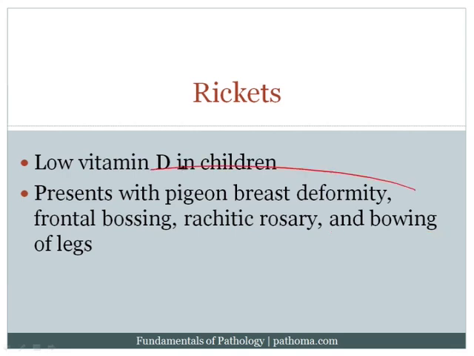Now, the central theme with all of these is that you're going to have abnormal mineralization of osteoid, and often you'll see deposition of osteoid in various places. For example, the rachitic rosary is due to deposition of osteoid at the costochondral junction. And I repeat this because board examiners like you to know that there's deposition of osteoid.